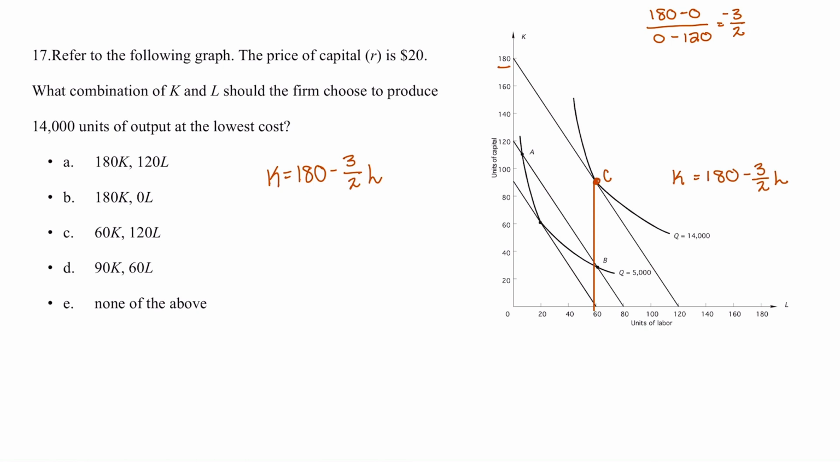Then, if we plug this 60 in for L, we can solve for K. So K equals 180 minus 3/2 times 60, which is going to give us K equals 180 minus 90. So K equals 90. So 90 units of capital and 60 units of labor.